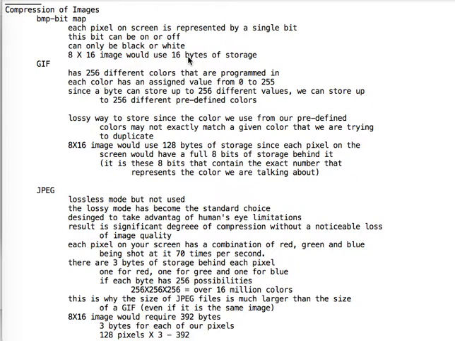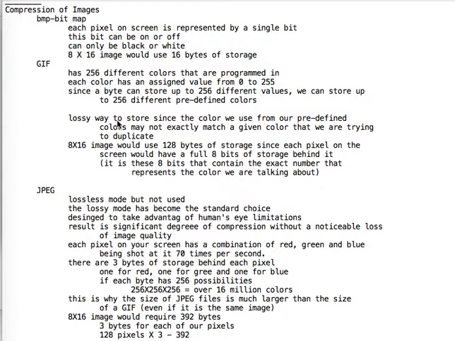Okay, now, if I took the same image, 8 by 16, and I resaved it as a GIF, here's what we have to know. Each pixel of that 8 by 16 image has the ability to represent 256 different predefined colors. Each color in a GIF image has an assigned value from 0 to 255. Since a byte can store up to 256 different values, we can store up to 256 different predefined colors.